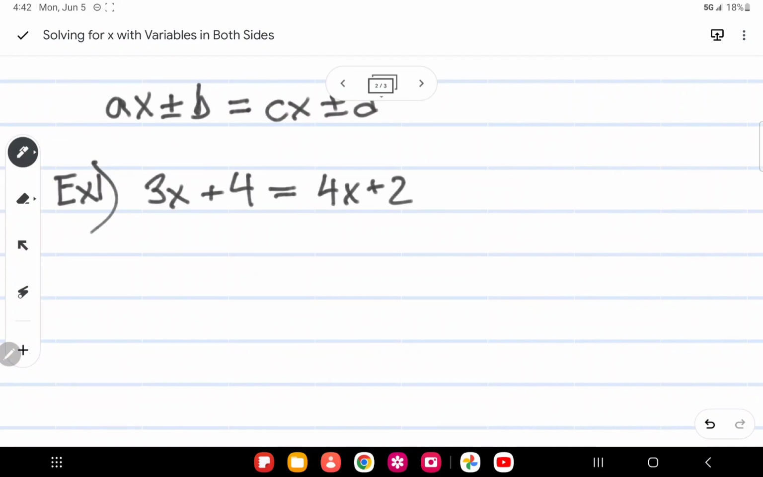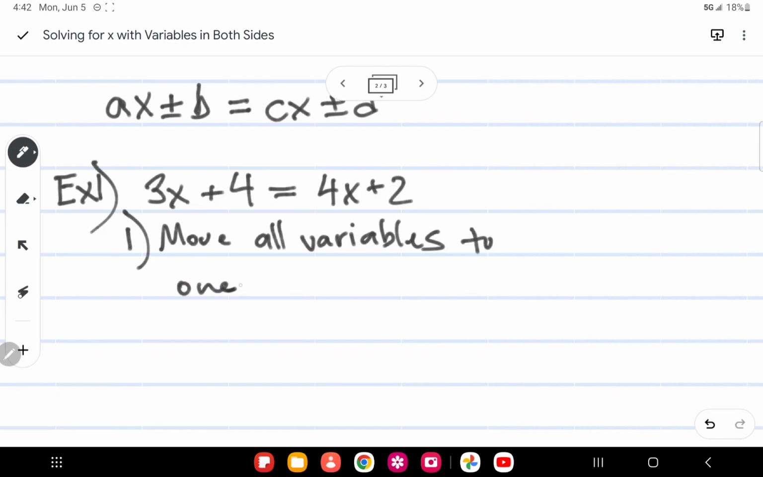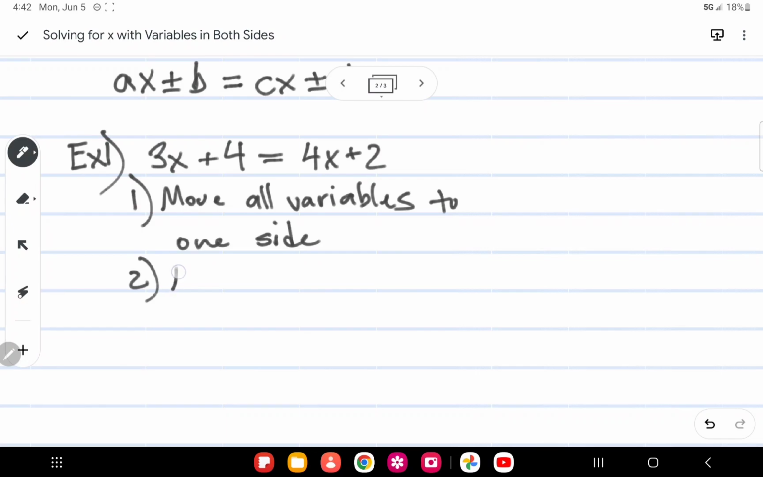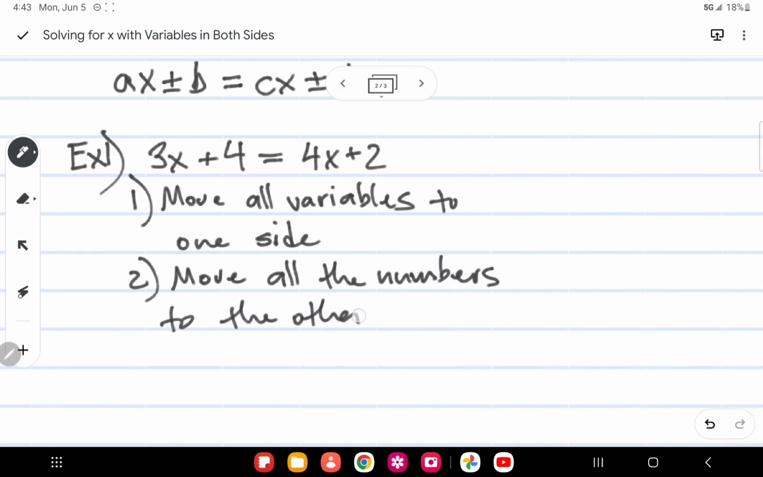Now, let's go over some basic rules that I've come up with that are useful in trying to solve this kind of equation. Number 1, move all variables to one side. Number 2, move all the numbers to the other side.